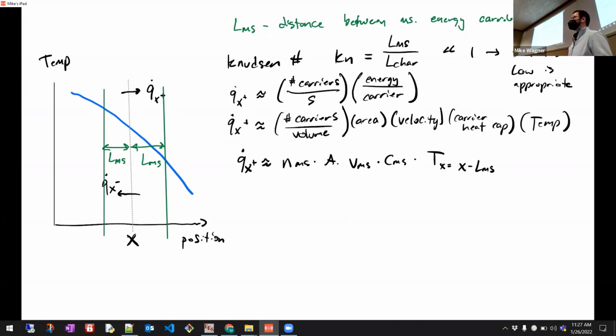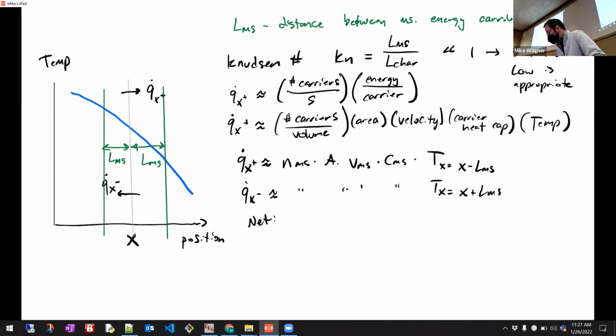We can write the same equation for heat flux going in the negative x direction. Q dot x minus is approximately equal to the same things, just copy that, but it's at T at x plus L_ms. Now the net heat transfer: we've got x plus and x minus, but this is not ultimately what we want. We don't care about the microscale. We care about the continuum scale.